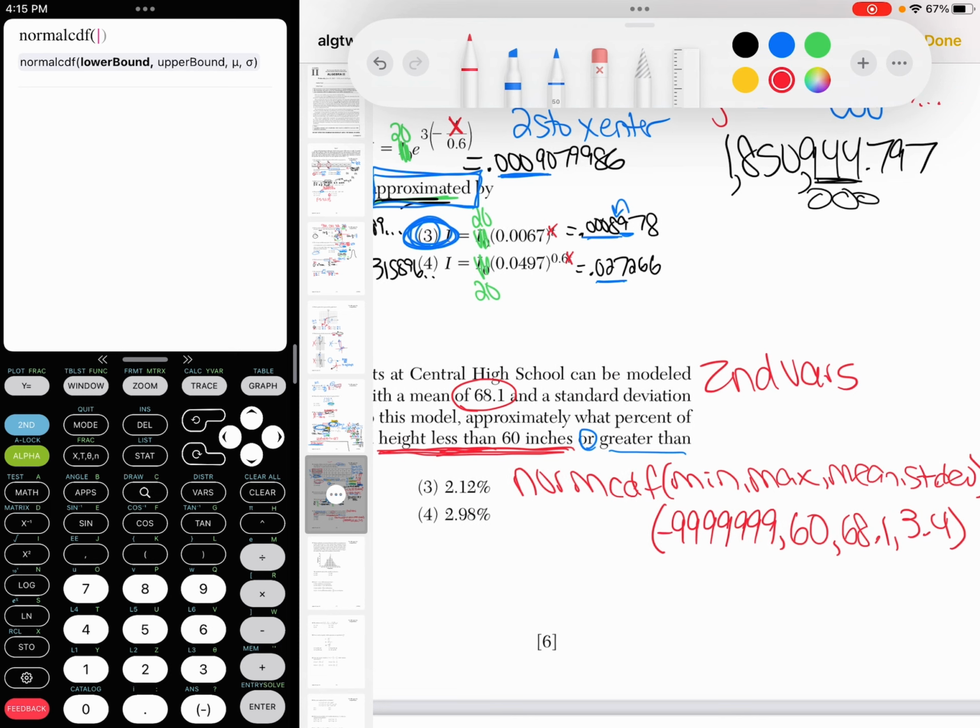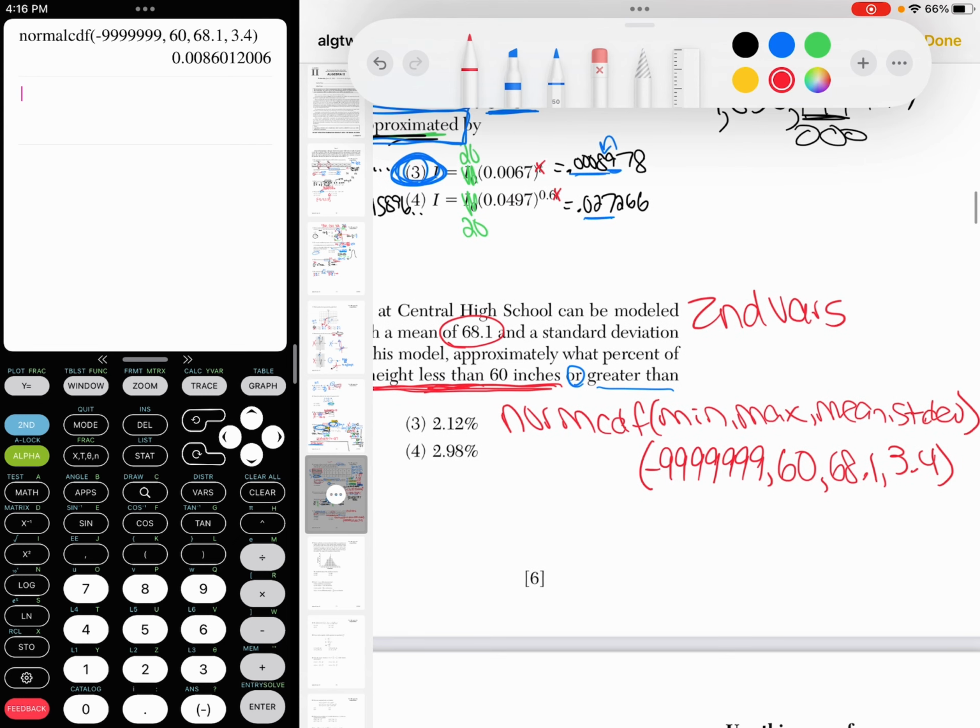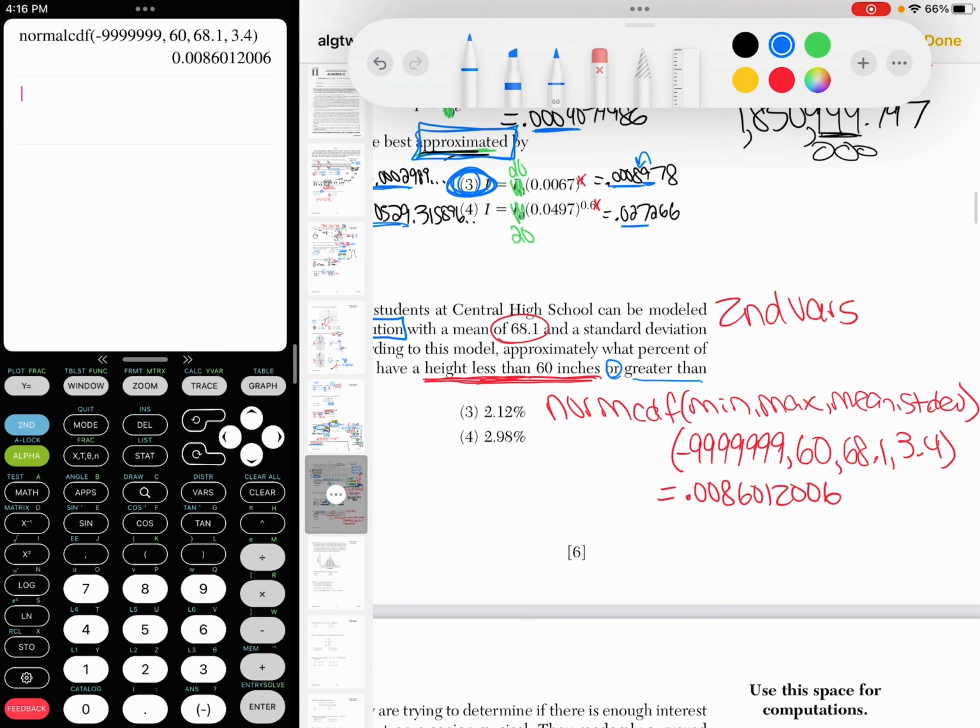So when I type all of that in, negative 99999, 60, comma goes between them. By the way, the comma is next to the left parentheses. So as you're typing it in, make sure you hit that comma between all of your numbers. And 68.1, 3.4. Okay, so that was my first probability for this question. It was 0.008601206. And again, like I said, that was the first one for being less than 60.